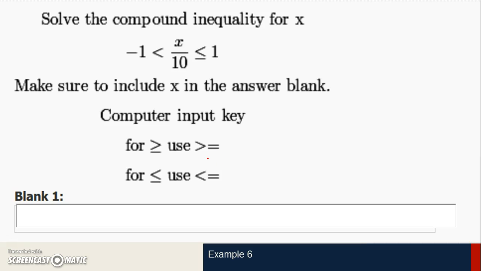Here's our next one. I'm going to go ahead and multiply by 10. This is also an AND inequality. You're seeing lots of AND inequalities. 10 divided by 10 is 1, which is an identity when you're multiplying. And I have -10 is less than x is less than 10. And I can type that in.